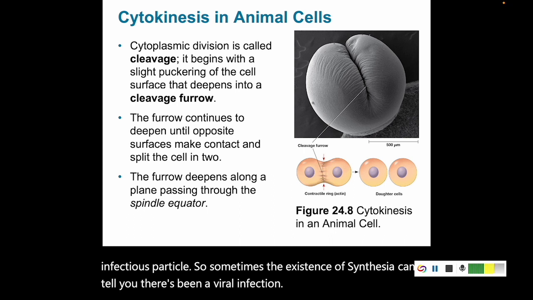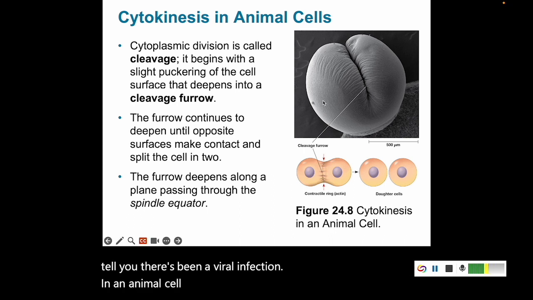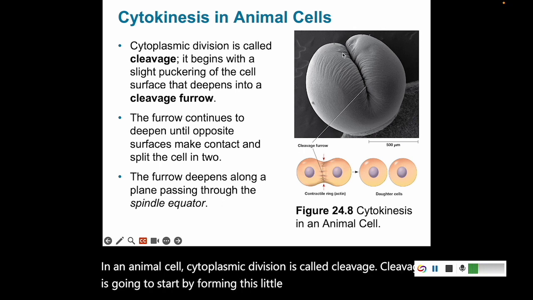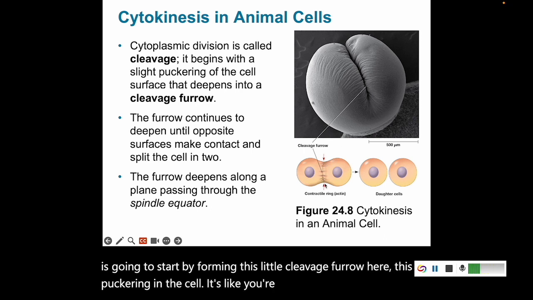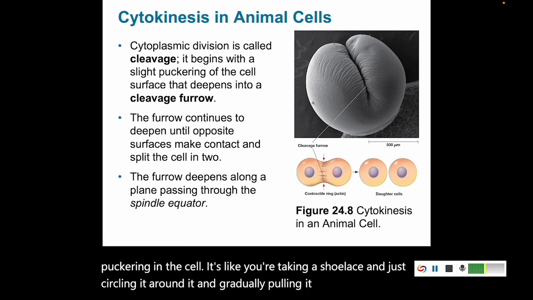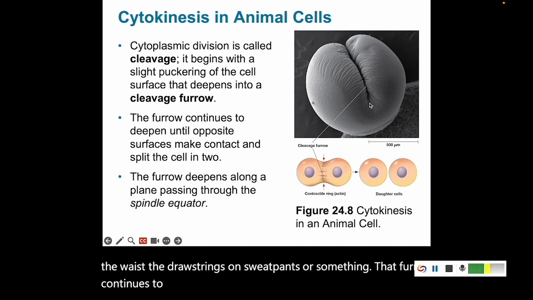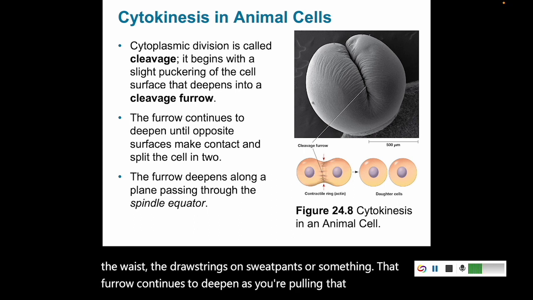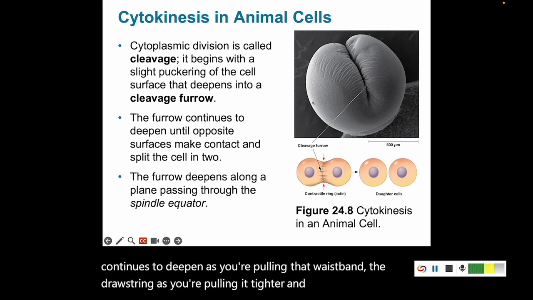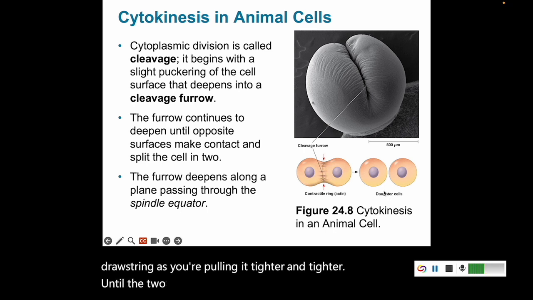In an animal cell, cytoplasmic division is called cleavage. Cleavage is going to start by forming this little cleavage furrow here, this puckering in the cell. It's like you're taking a shoelace and just circling it around it and gradually pulling it tighter, or like pulling the drawstrings on sweatpants or something. That furrow continues to deepen as you're pulling that waistband, the drawstring, tighter and tighter until the two ends are in contact with each other and they're able to separate.